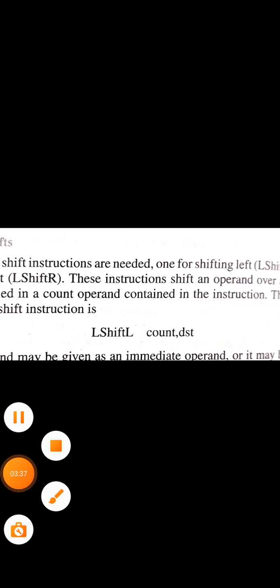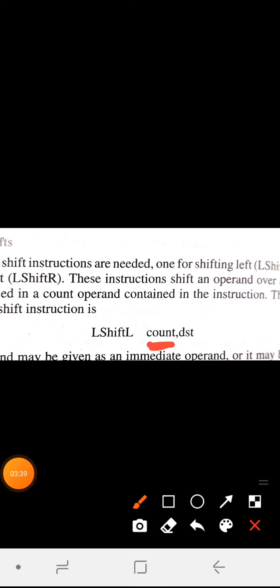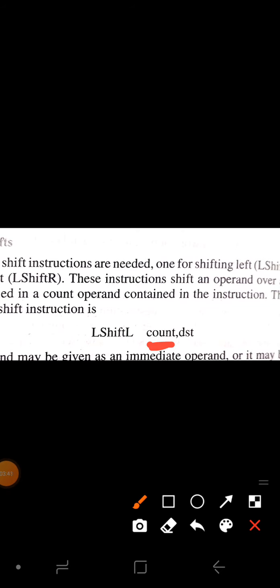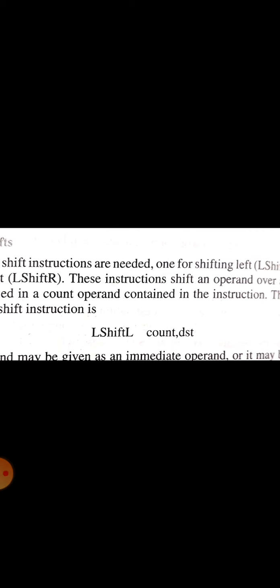When we go with shift, there are two kinds: logical shift and arithmetic shift. This is the general representation we have for left and right. In logical shift, you can have logical shift left and logical shift right. This is logical shift left, and the count says how many times you have to shift it. That will be stored in a counter, which we have taken as count.